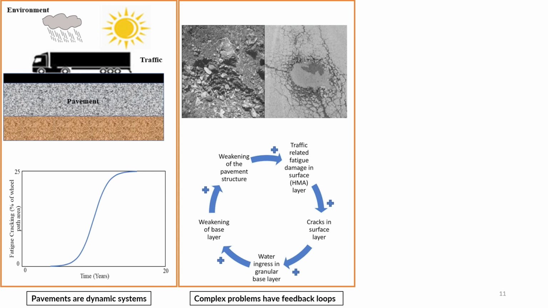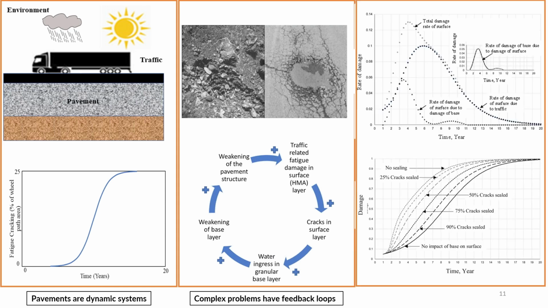Why do we want to do that? Because it's a complex problem. We do not consider this, so to speak, coupling when we are designing a pavement, right? But we can see how we can get some good results with system dynamics modeling. And here are some practical examples.